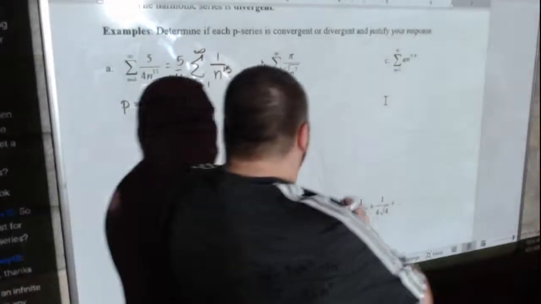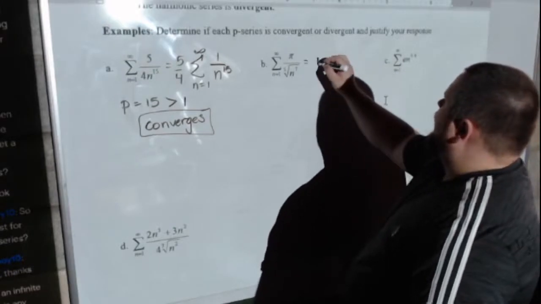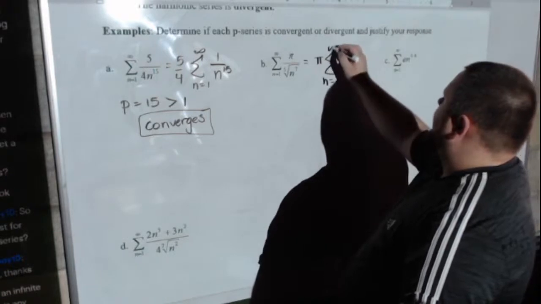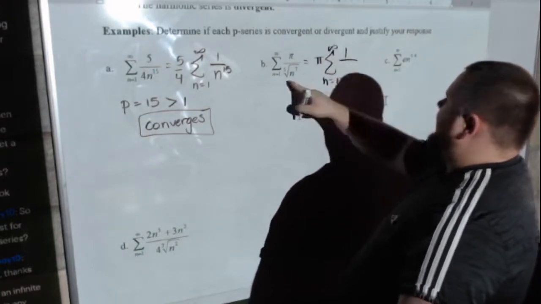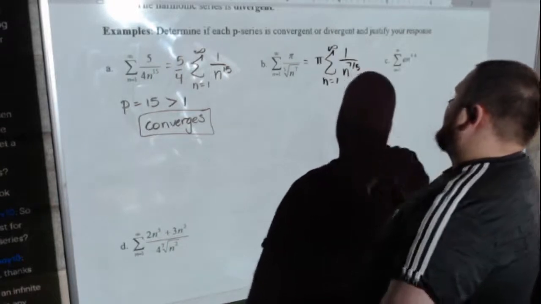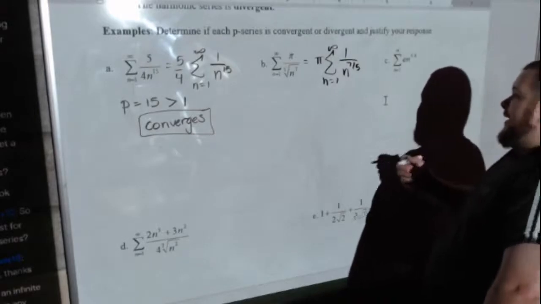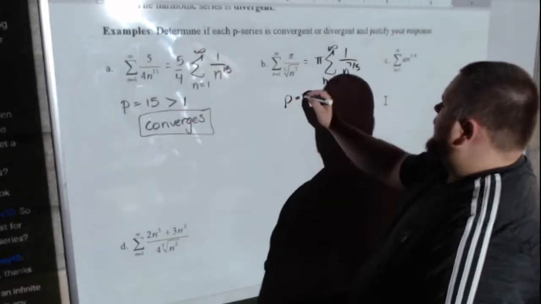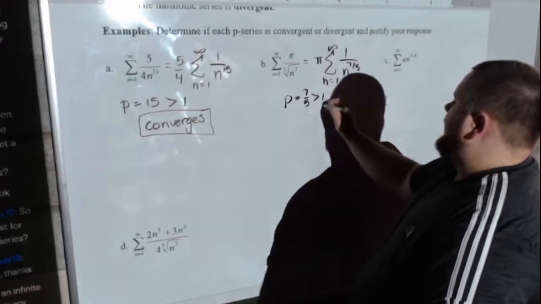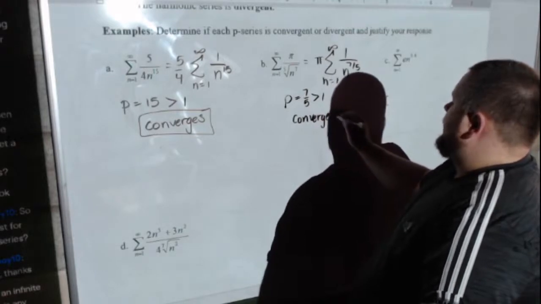So this one here, we can pull the pi out. Don't have to, but we can. And rewrite n to the 7/5 as the power. Once we've done that, we can identify P. That is 7/5. That is again greater than 1. Converge.